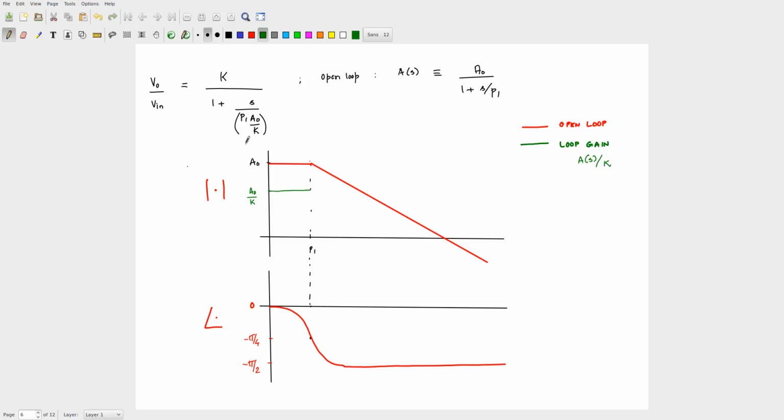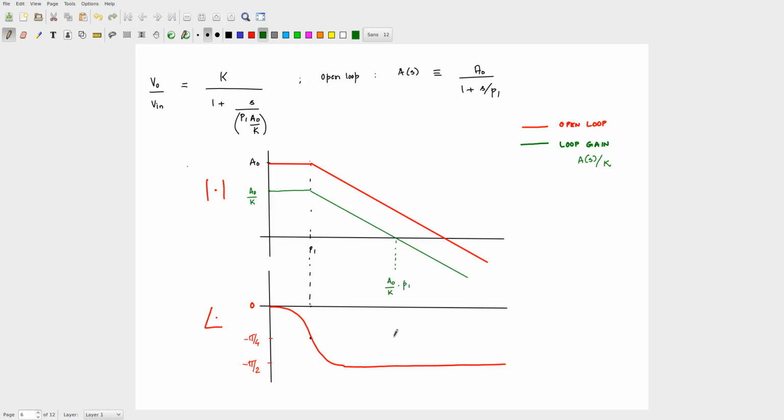Okay. And what happens? Okay. Phase response you guys will do, right? So I am not doing the phase response. Alright. What is this quantity? How much is that quantity? A naught by K into P1.